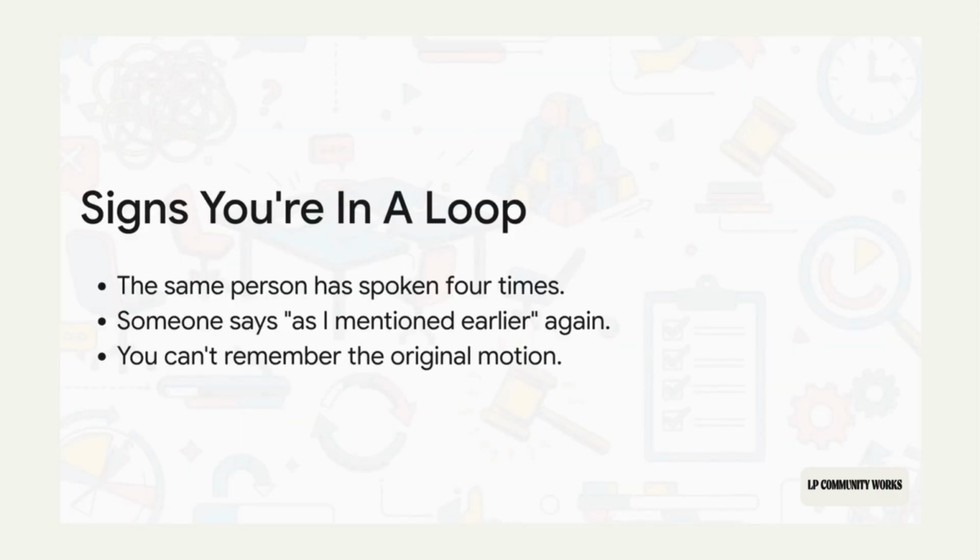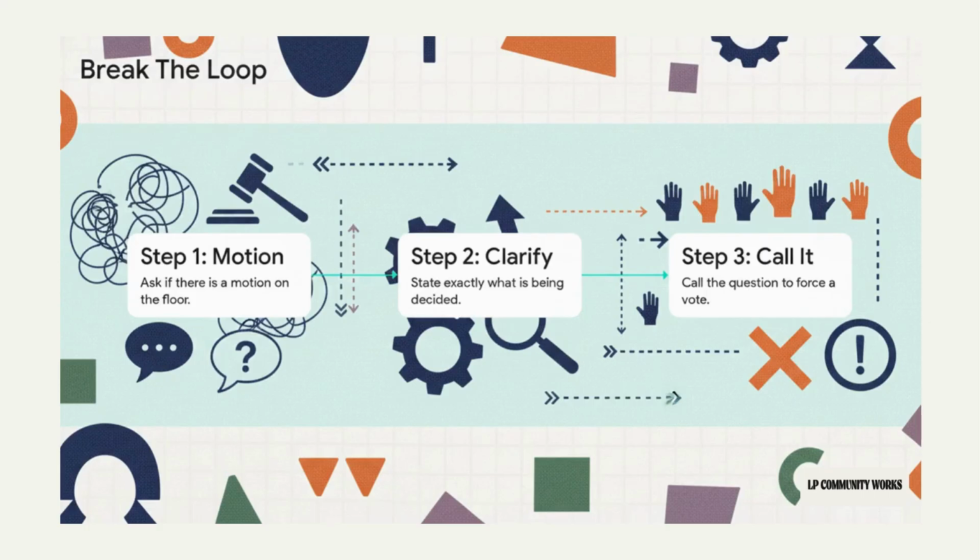So how do you know you're stuck? Well, watch for the signs. The same person is making their fourth point on the exact same topic. You hear the phrase, "as I said before," or, my personal favorite, "you've completely forgotten what you were even supposed to be voting on." You have tools to break this loop. Use them. You have to interrupt. Ask, is there a motion on the floor? Force some clarity. Okay, just to be clear, we're deciding X and only X. And when the discussion is clearly done, you call the question. It's time to vote and move on.